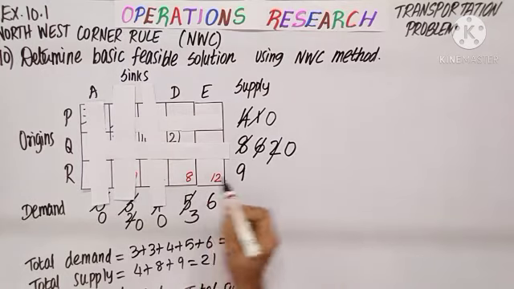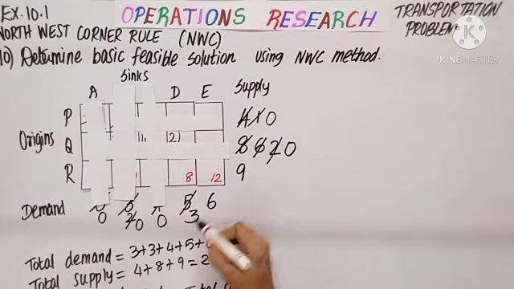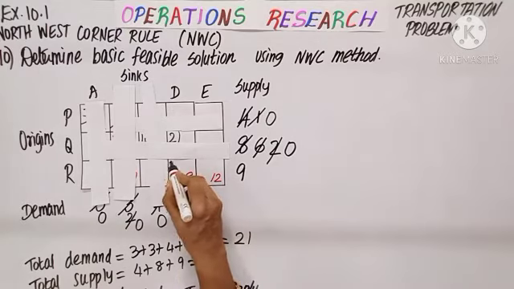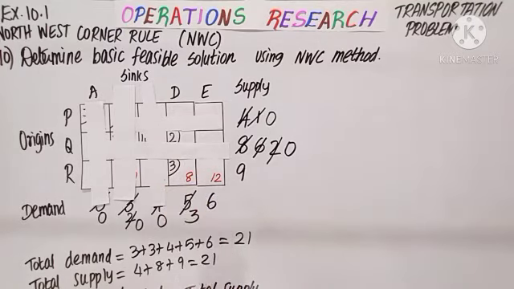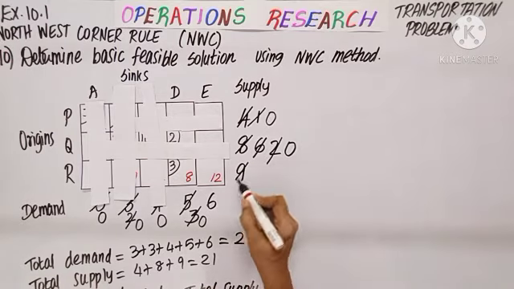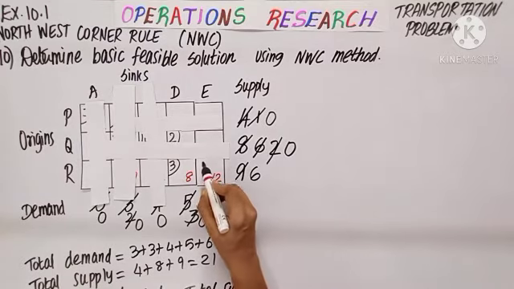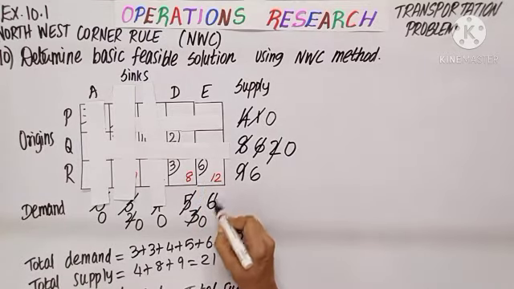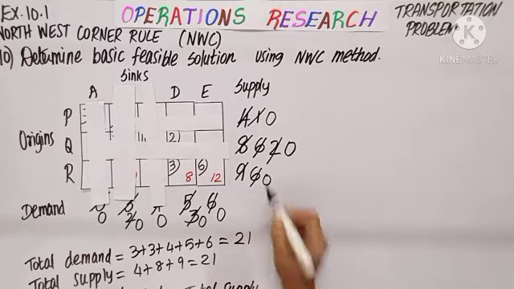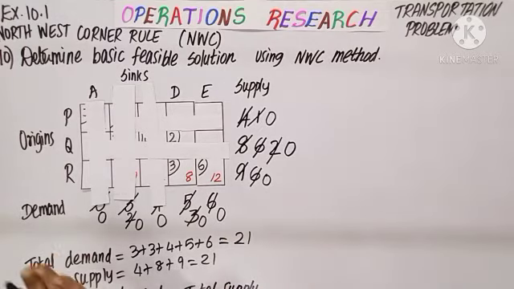3 will be allocated because 3 and 9, minimum number 3, allocate 3 here. Cancel, it becomes 0. Now 9 minus 3 is 6. Finally, we are left with 6 and 6 only. Allocate 6 and so both become 0. Now we have fully completed.